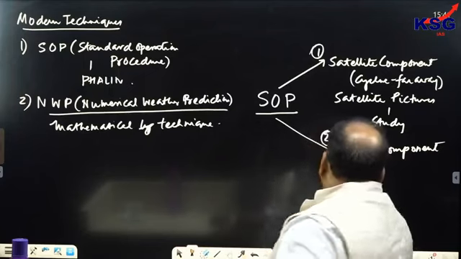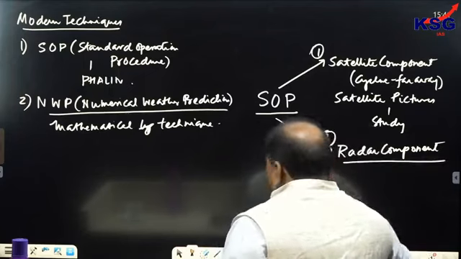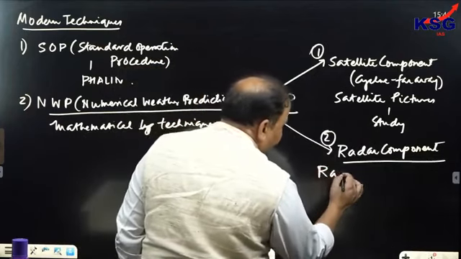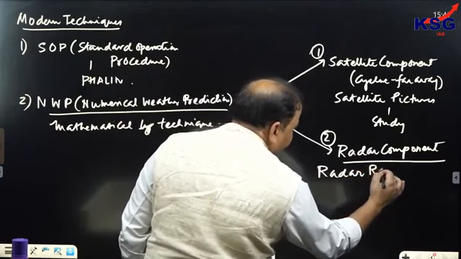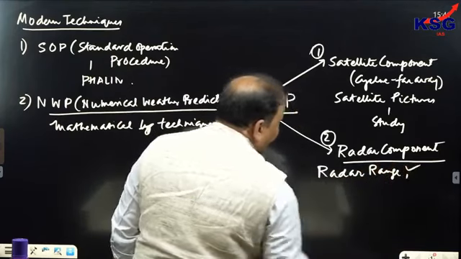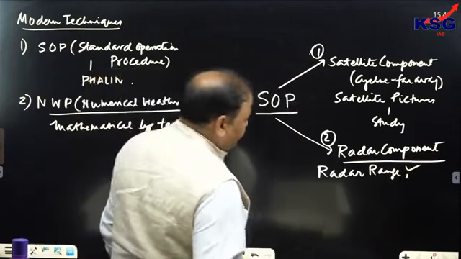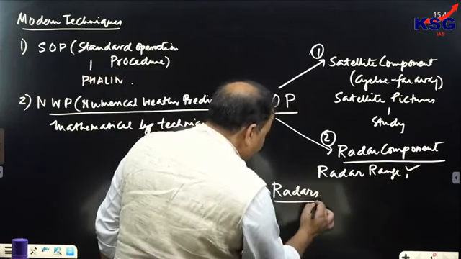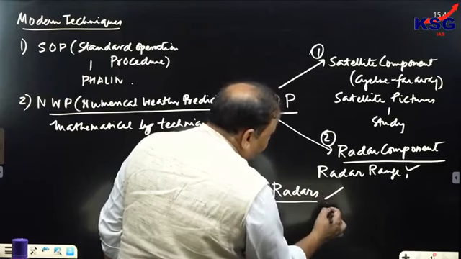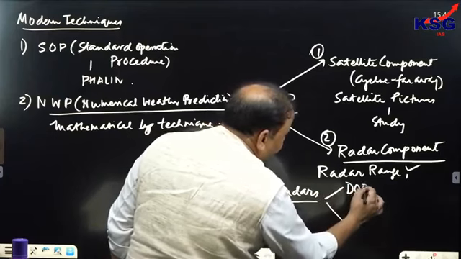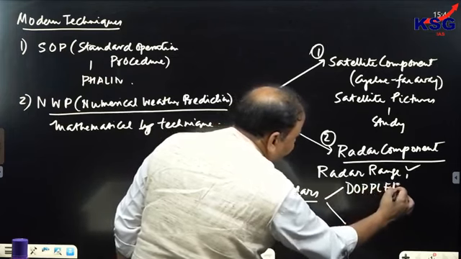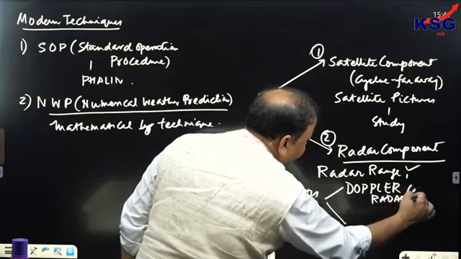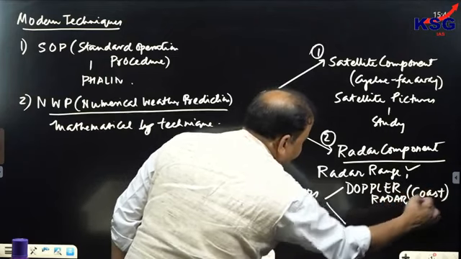Fine. So the radar component would be used when the cyclone is within the radar range. If it is within the radar range, then we'll use this component. Clear? For this purpose, we use two different types of radars. First is a Doppler radar. Doppler radar would be established near the coast, at a greater height.